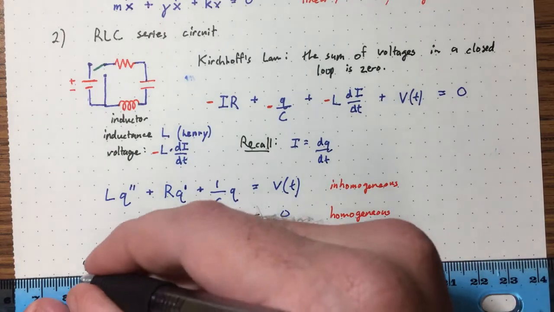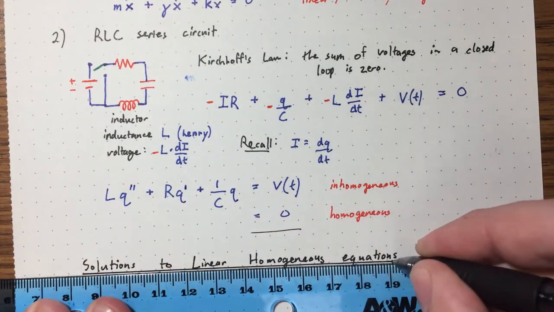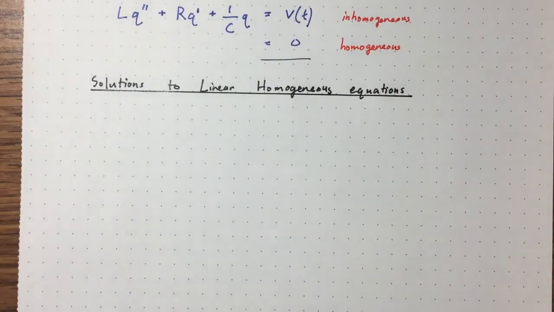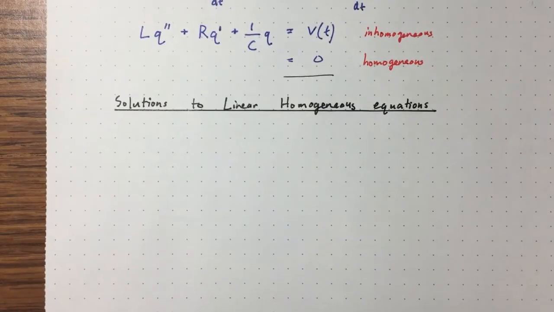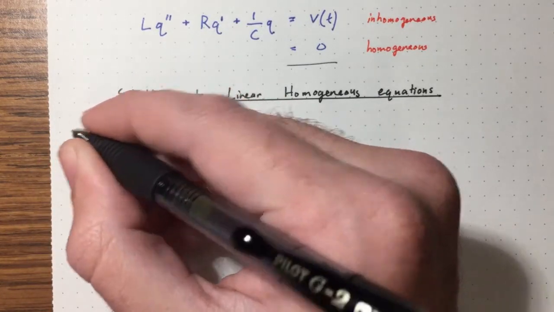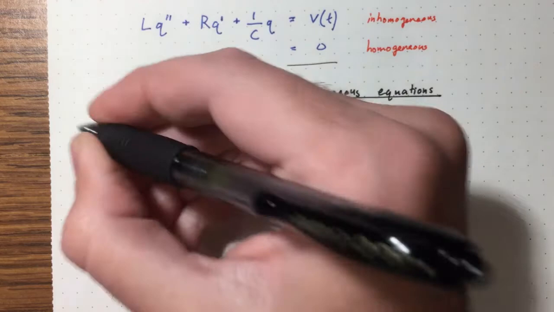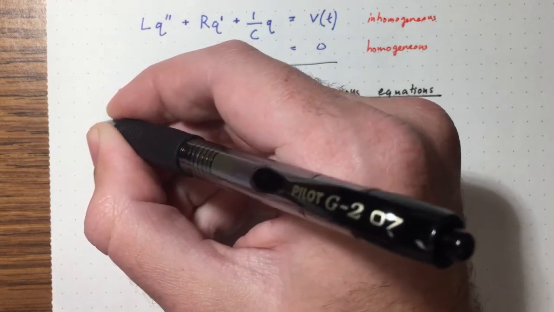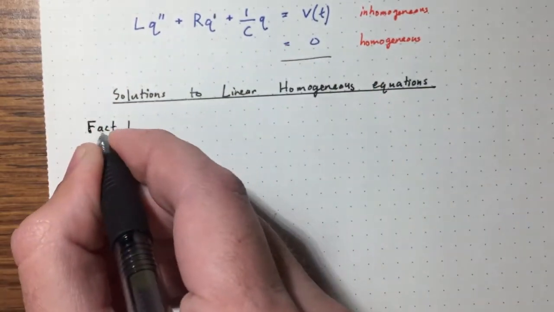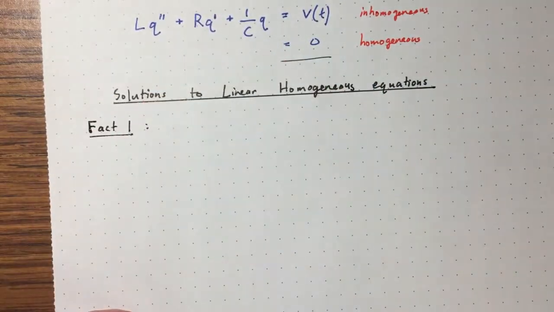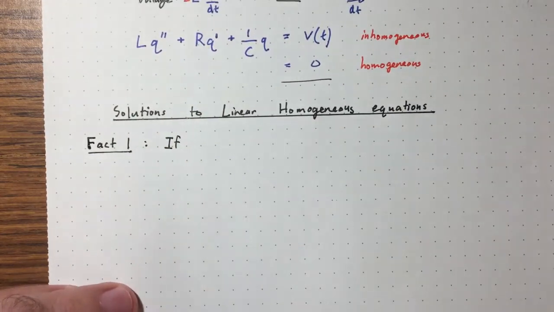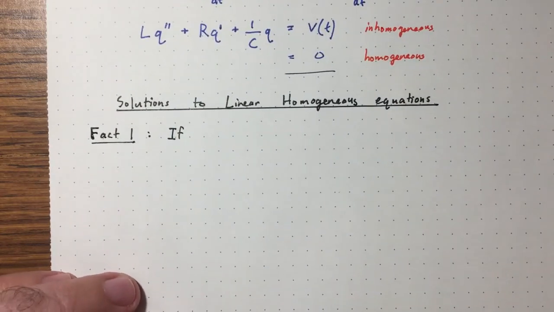How do solutions to a homogeneous linear equation work? I foreshadowed this in the lecture about RC circuits. There are actually two important statements, or facts, theorems. Let's call it fact. So fact one. Here's the first very important fact about linear homogeneous equations.